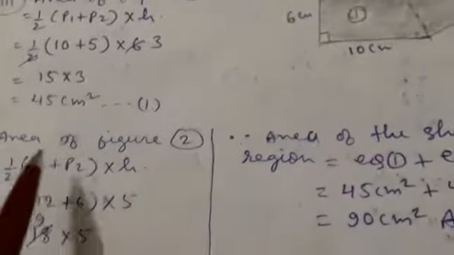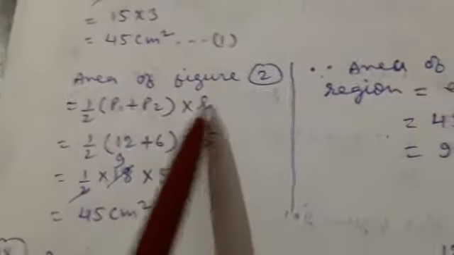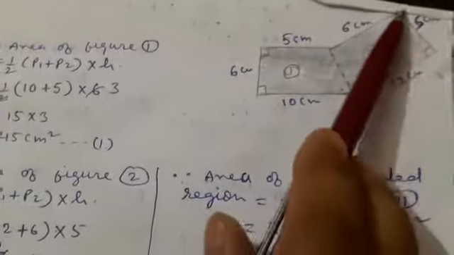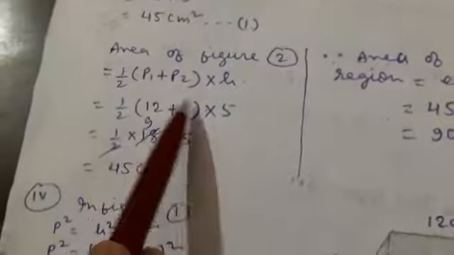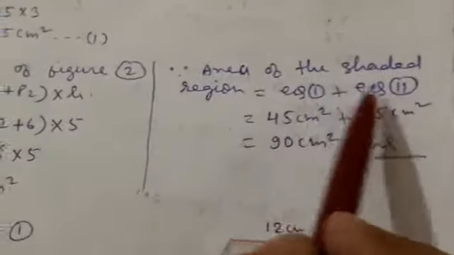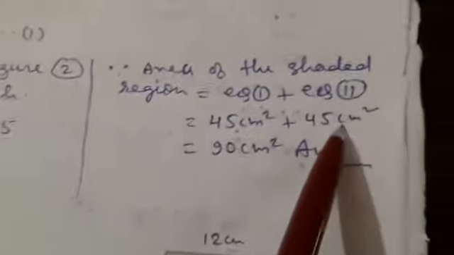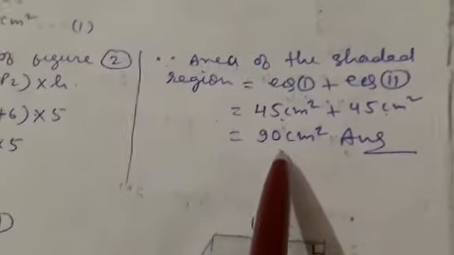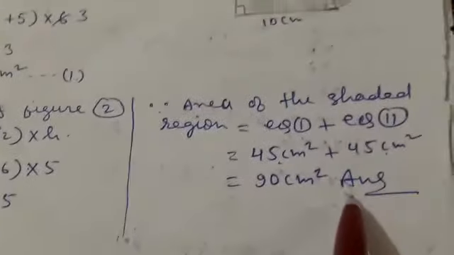Now area of the second figure. Again it is also a trapezium, so we will apply the same formula. 1 by 2 p1 plus p2 into h. So 1 by 2, what is the first parallel side? 12, and second parallel side 6, and height is 5 centimeter, it is given here. So 1 by 2, 12 plus 6 is equal to 18, into 5. So 2 9s are 18, 9 5s are 45. Therefore area of the shaded region will be equation 1 plus equation 2, that is 45 centimeter square plus 45 centimeter square, which is equal to 90 centimeter square. This will be our answer.